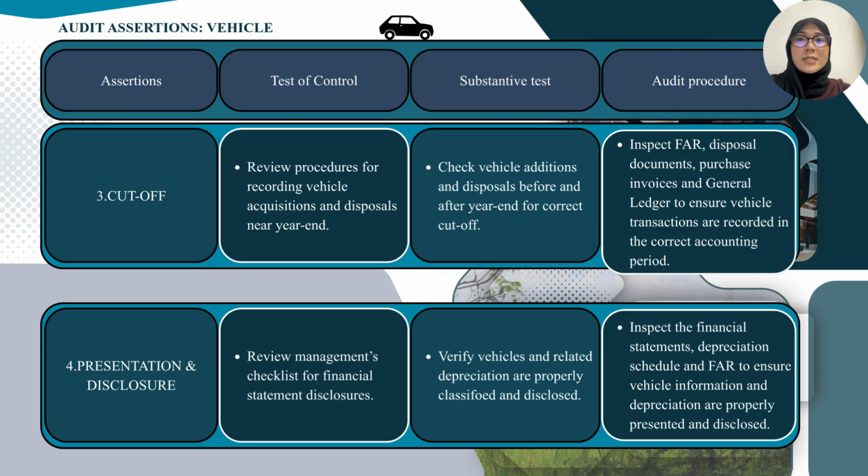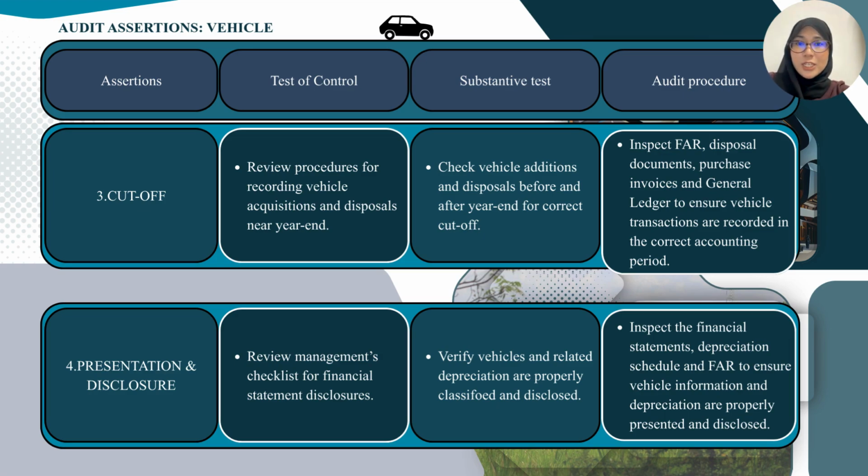The last one is inspect FAR, disposal document, purchase invoice and general ledger to ensure vehicle transactions are recorded in the correct accounting period. For example, a vehicle purchased on 30 December 2025 should be recorded in the 2025 financial year, not 2026.